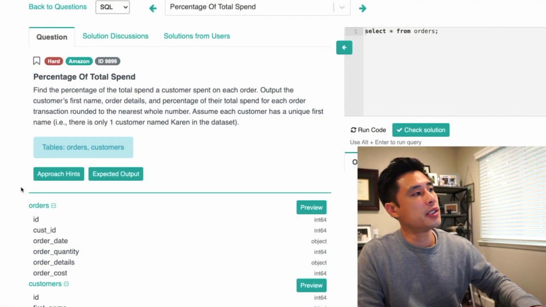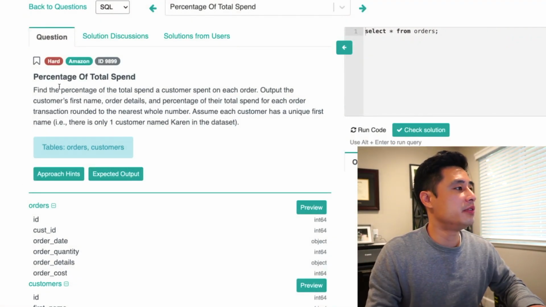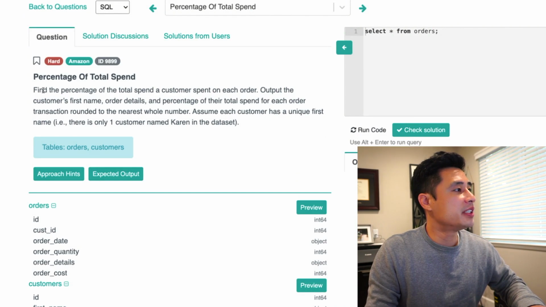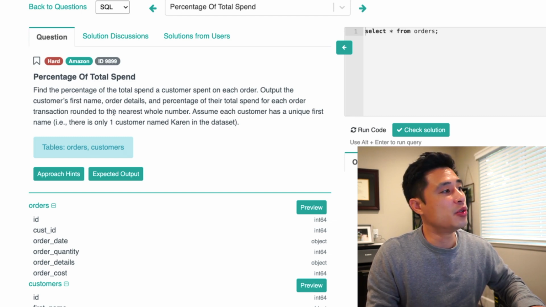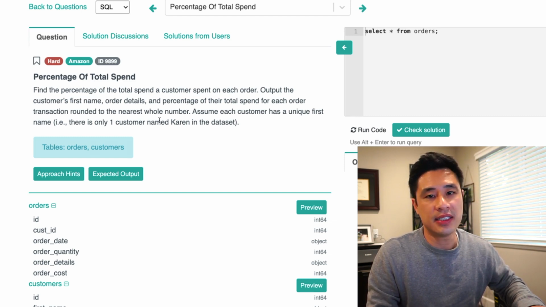So today's question comes from Amazon. It's called percentage of total spend. The question reads, find the percentage of the total spend a customer spent on each order. Output the customer's first name, order details, and the percentage of their total spend for each order transaction rounded to the nearest whole number. Assume each customer has a unique first name, i.e. there is only one customer named Karen in the data set.